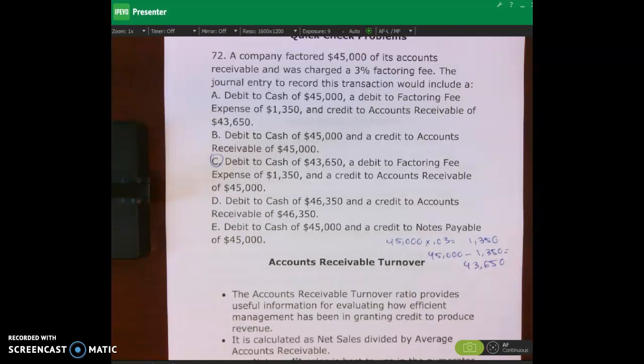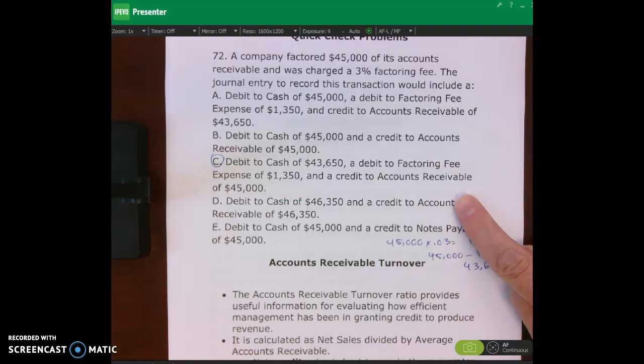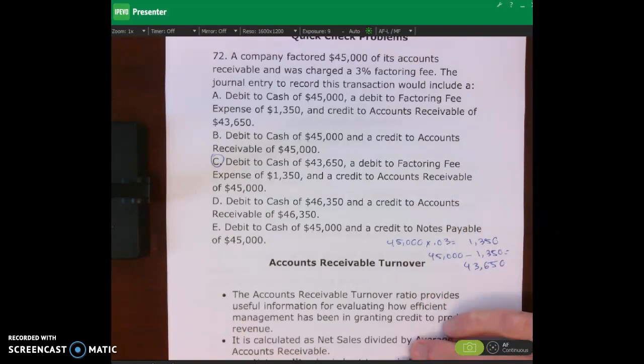The company factored $45,000 of its accounts receivable and was charged a 3% factoring fee. The journal entry would include what? So we debit cash for 97% of the $45,000, so a debit to cash for $43,650. A debit to factoring fee expense for 3% of the $45,000, so $13,550. And then a credit to accounts receivable to recognize that we no longer have that accounts receivable of $45,000. So C is the correct answer.